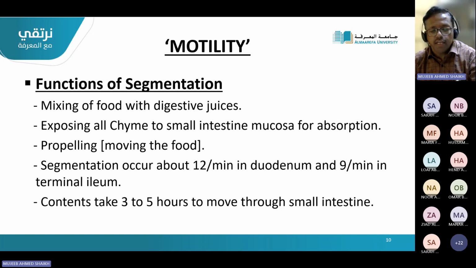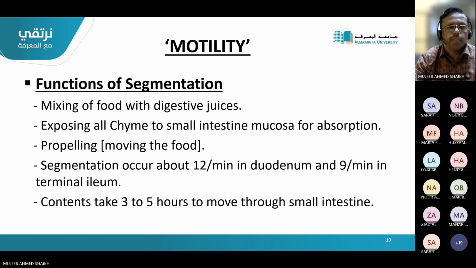So the function of segmentation contraction is mixing the food, because it divides the intestine into segments. Also, it will expose the food to the mucosa, which will help in absorption, and also it will help in propelling or moving the food forward. So these are the three functions of the segmentation contraction.